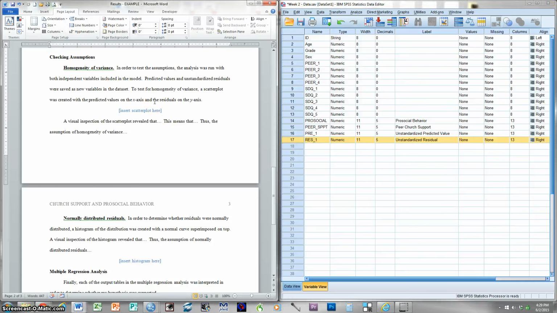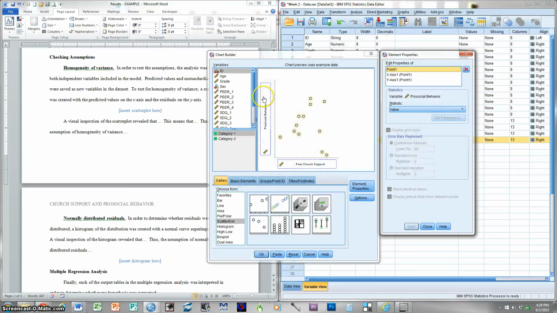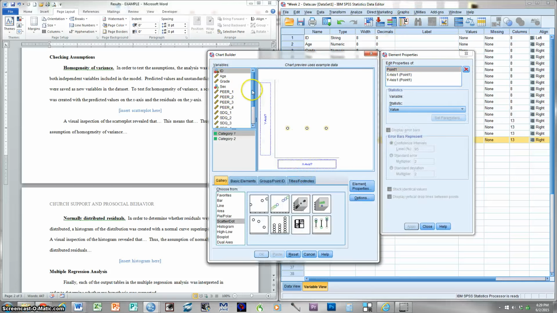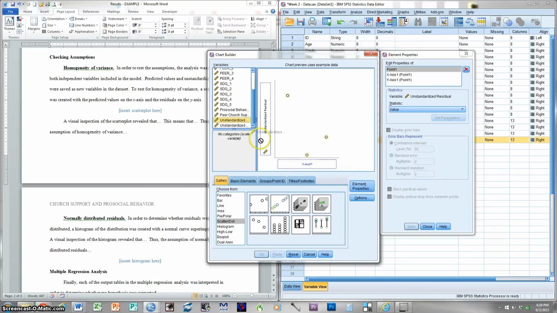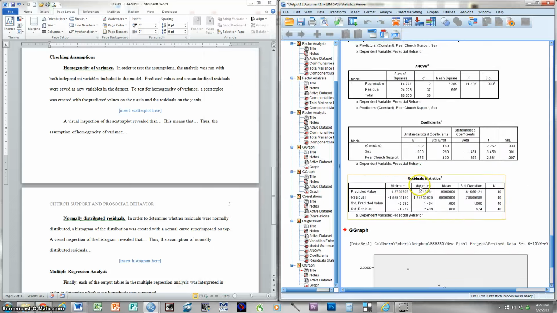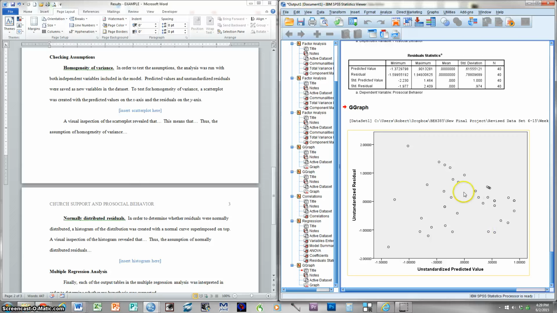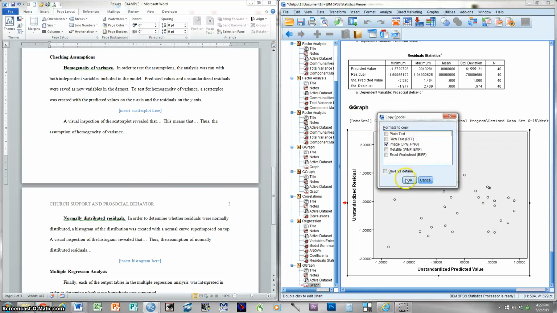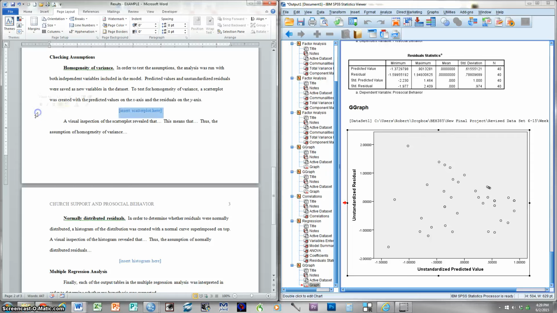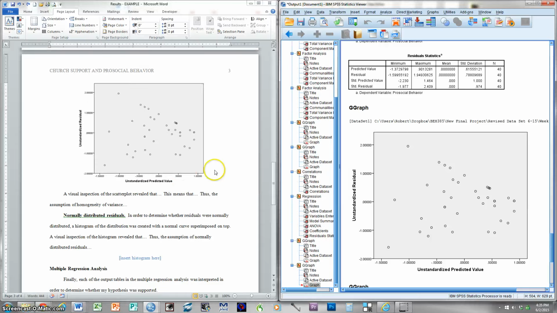Okay, so how do we check these assumptions? First, to test for homogeneity of variance, we're going to create a scatter plot with predicted values on the x and the residuals on the y. So we'll go to Graph, Scatter plot. Predicted on the x, residuals on the y. We'll go ahead and run that. We get this scatter plot. Very interesting. We'll copy that and paste that into our lab report.